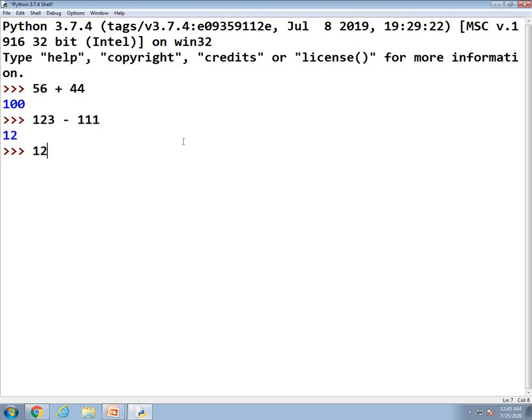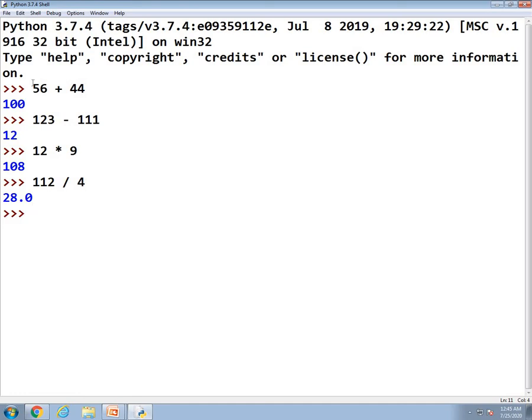And 12 into 9 returns 108. So that is a multiplication operation. And 112 divided by 4 returns a value, that is 28.0. Now look at the last expression.